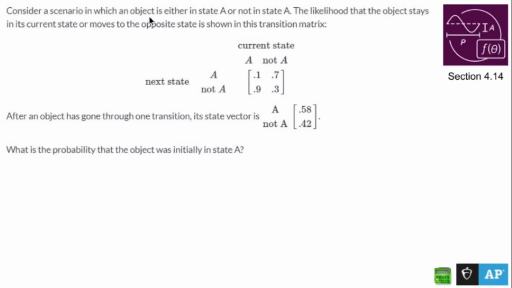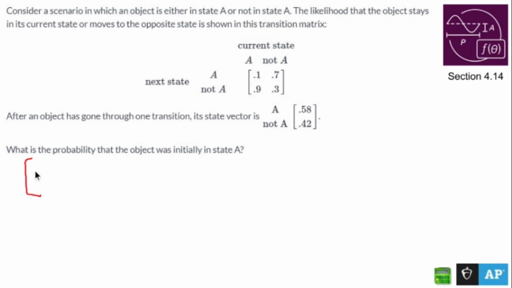Consider a scenario in which an object is either in state A or not in state A. The likelihood that an object stays in its current state or moves to the opposite state is shown in the transition matrix, so right there. After an object has gone through one transition, its state vector is that one right there. What is the probability that the object was initially in state A? Basically, we can represent this transition with this matrix times this matrix equals this matrix.